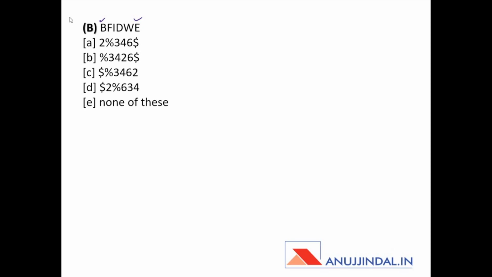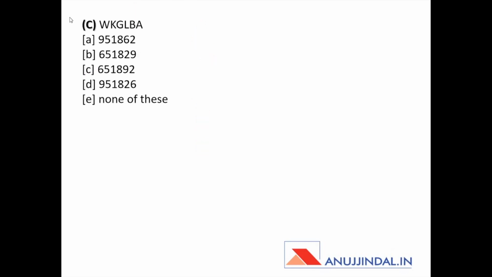So let's find out what was the code for B. The code for B was 2 and the code for E was dollar sign. So now B will use the code for E and E will use the code for B. So B will use dollar sign, and E will use 2. Now for the middle part, that is FIDW, we will just look at the codes from the table. F's code was percentage sign, I was 3, D was 4 and W was 6. So the answer becomes dollar percentage 3462. So option C is correct here.